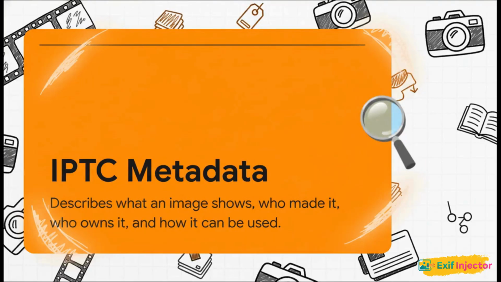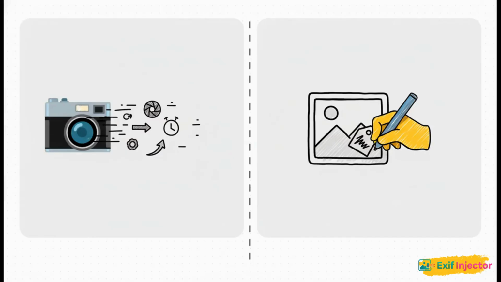So what's the fix? It's called IPTC Metadata. Think of it like a nutrition label for your photo. Now, this is super important. Don't mix this up with Exif data. Exif is the how, IPTC is the what.